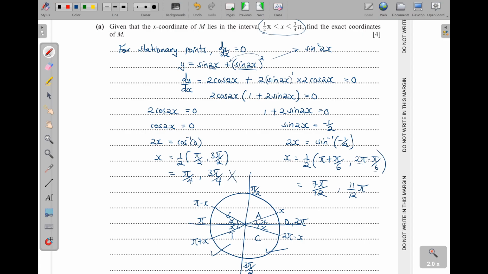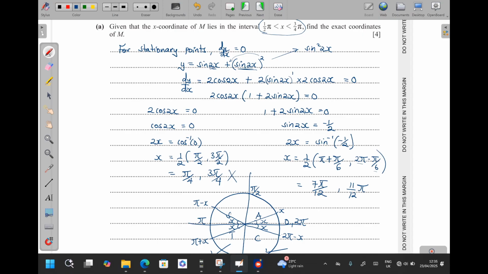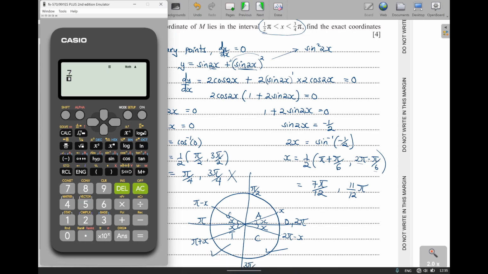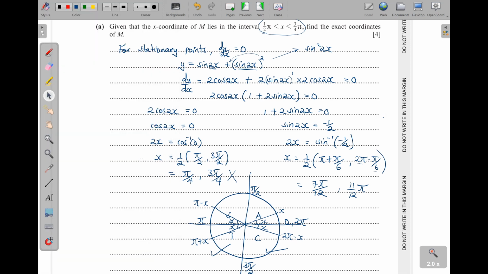Okay, and then when we come to this one, 7 over 12, we multiply by pi, which is 180. So that's 105, which is bigger than 90 and less than 135. But when you get 11 out of 12 times, that's 165. So it is beyond the 135. So our answer, the x coordinate, has to be this one here, the 7 pi over 12.